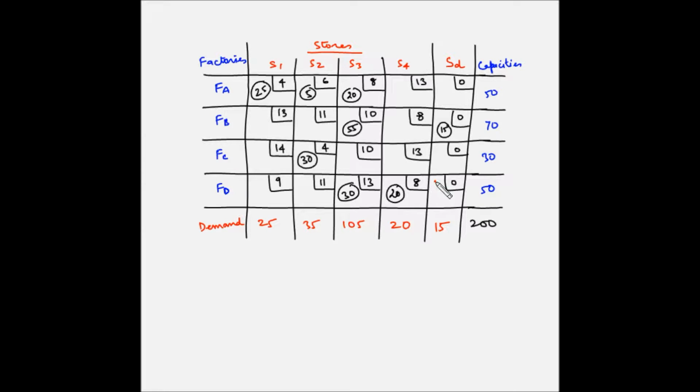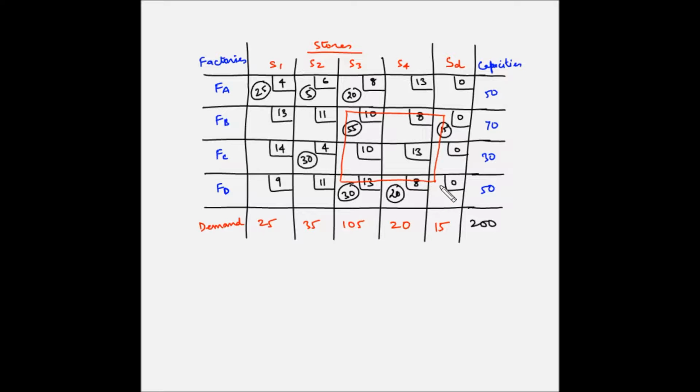Now let us create a closed path starting from this square, passing through the squares using horizontal and vertical lines, and making a right angle turn only at the allocated cells. So the closed path will be FDSD to FDS3 to FBS3 to FBSD and then back to FDSD.